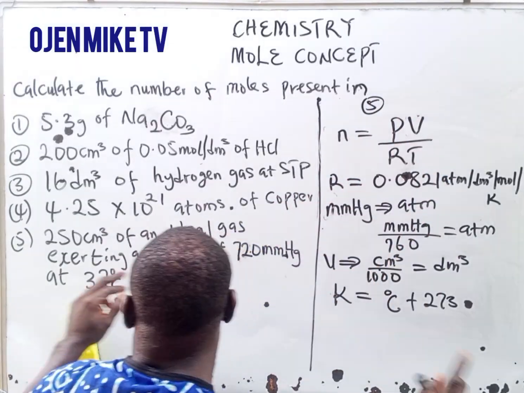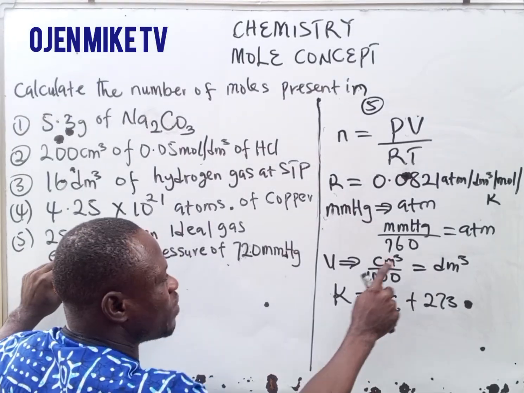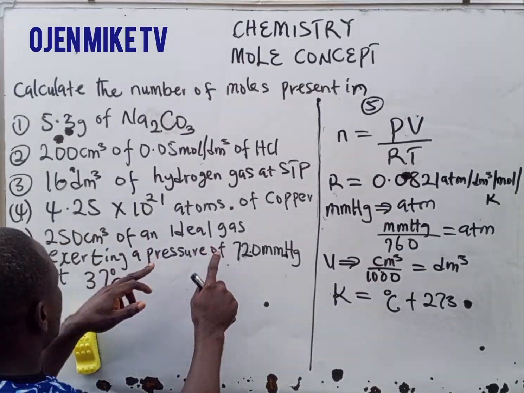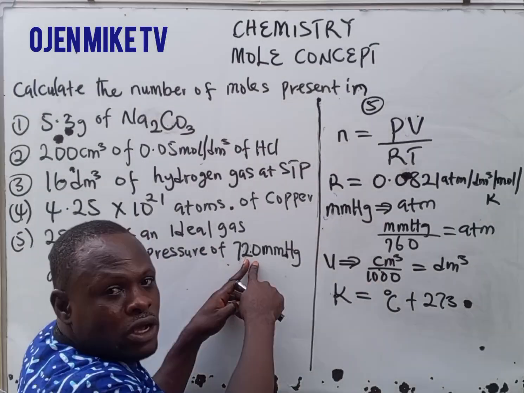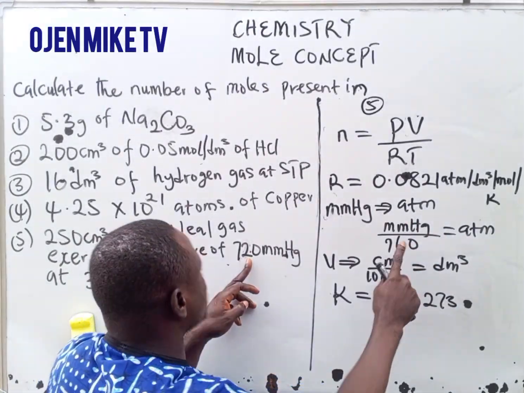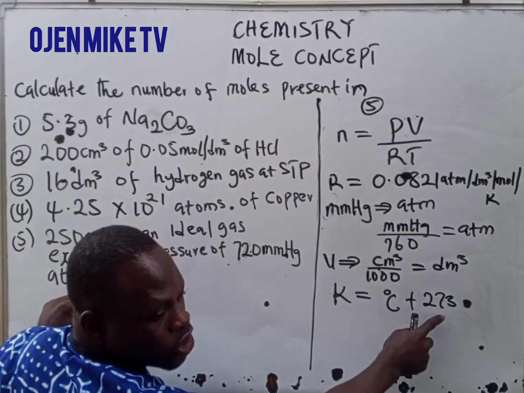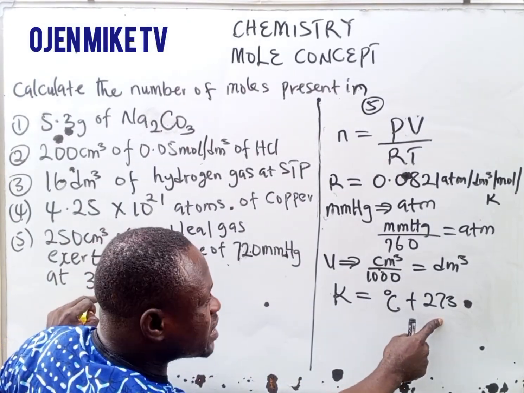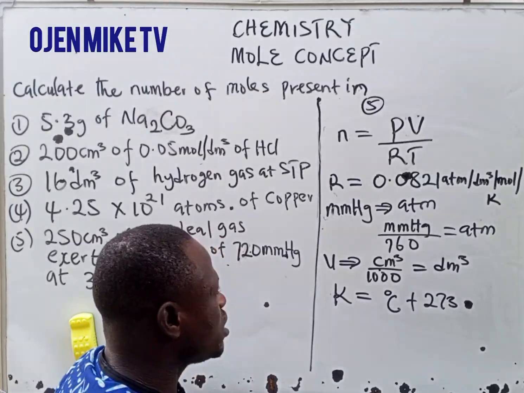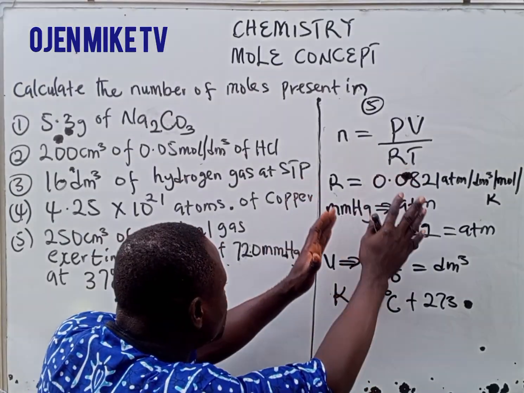As it is now, this cm cubed, you need to convert to dm cubed by dividing by 1000. This millimeter of mercury, you need to convert to atm by dividing by 760. This degrees Celsius, you convert by adding 273. Do you understand? So now, having given you all the parameters, use this format and solve the last question.